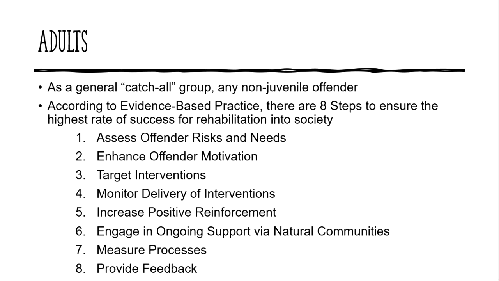So, assess offender risks and needs. You need to look at the individual and be able to see what is going to potentially lead them to commit this crime again. The risks, what are the risks to repeat an offense? And what are the needs? What are the things that they need to survive, to avoid that, things of that nature.